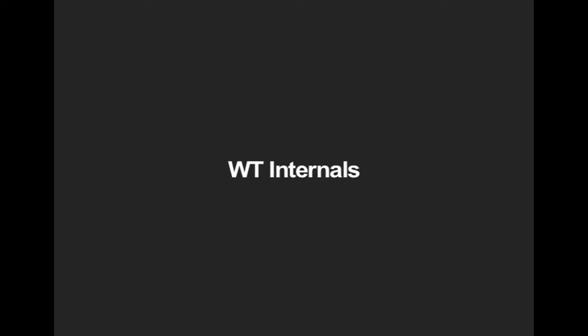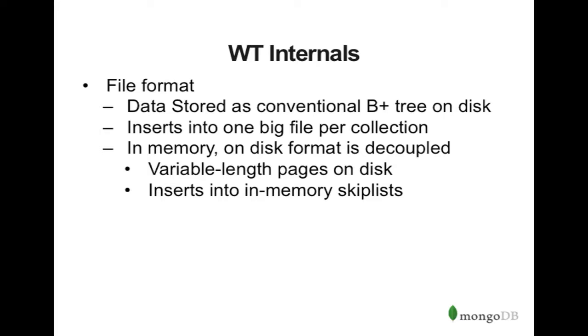So now I'd like to talk a little bit about the WiredTiger internals. The file format is very different in WiredTiger, first and foremost. Data is stored as a conventional B tree on disk, but the massive difference from mmap, if that's your point of reference and what you're familiar with, is we insert every collection into one big file. Another big difference is that the indexes now have their own files.